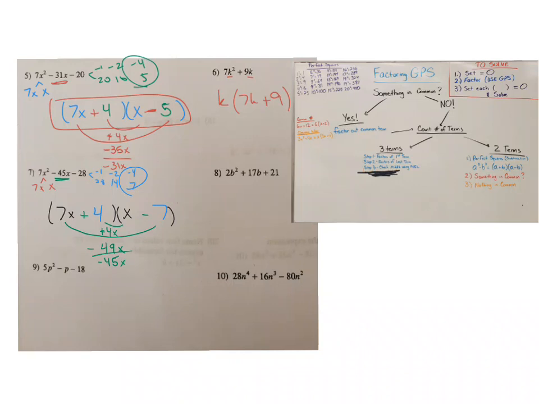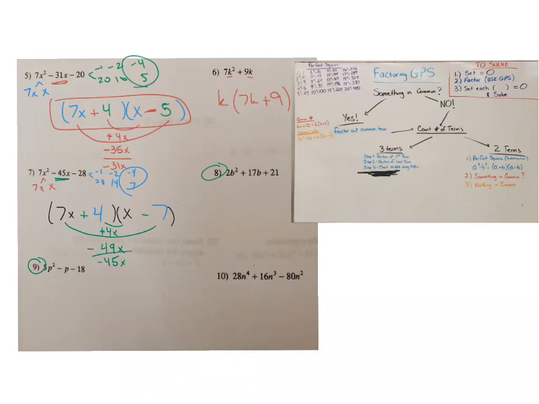All right. So I'm going to leave 8 for you on your own. I'm going to leave 9 for you on your own. So 8 and 9 are yours on your own. They are done just like 5 and 7, right?